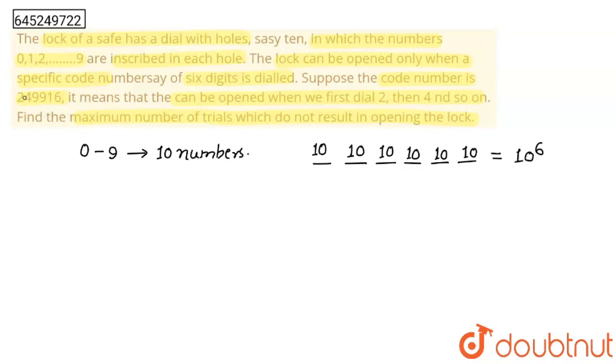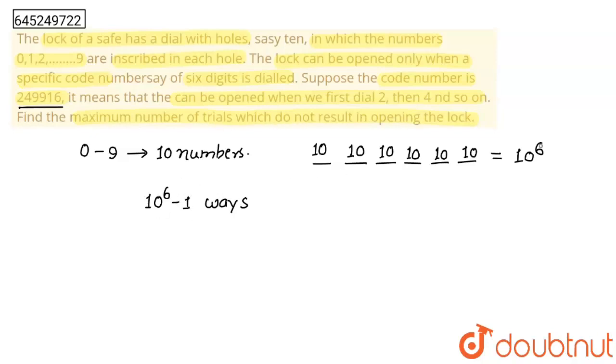Out of which, only one password, which is this, is correct. So how many passwords are wrong? That is 10 to the power 6 minus 1. And a wrong password will result in not opening the lock. So this is the answer. This number of ways is the maximum number of tries which do not result in opening the lock.